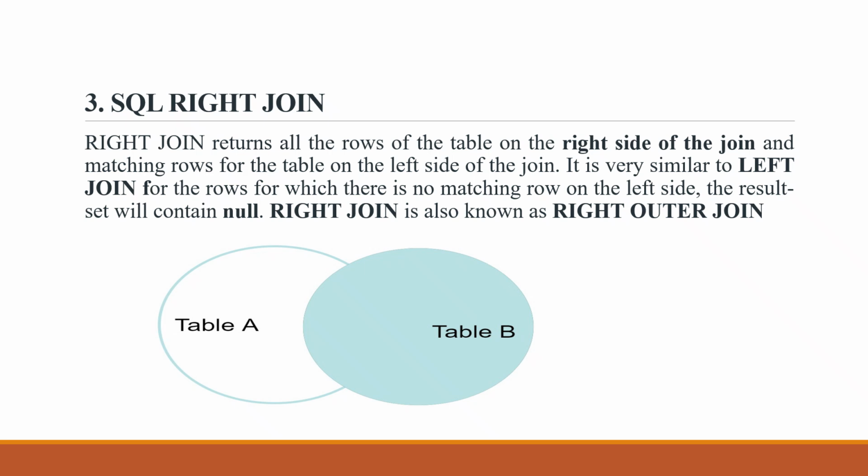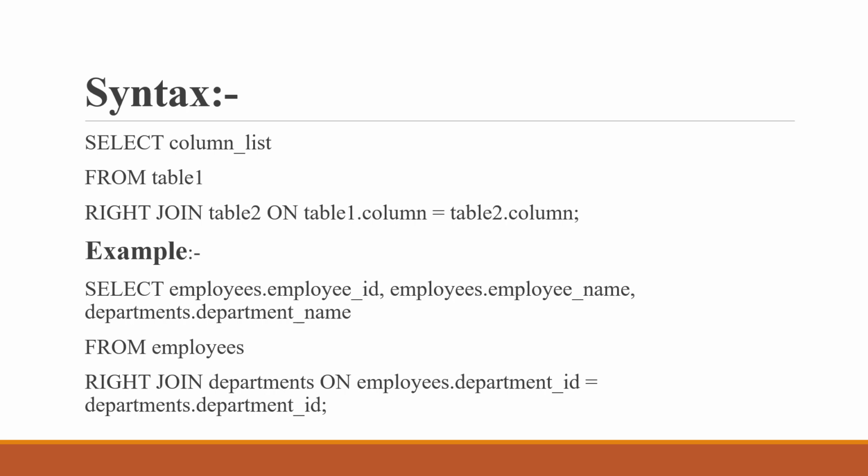The SQL right join statement joins two tables based on a common column. It selects records that have matching values in these columns and the remaining rows from the right table. This is the syntax. Select column list from table 1 right join table 2 on table 1 column is equal to table 2 column semicolon.